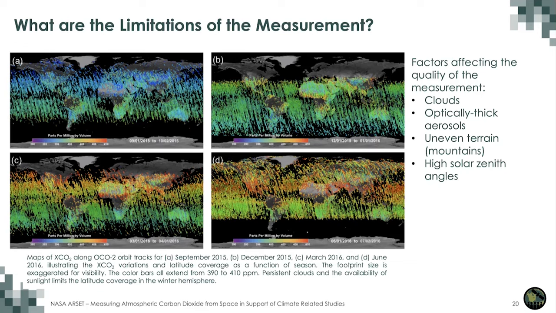And along those lines, the next question, what is the margin of error of the measurements? So the requirement going into the OCO2 mission, the requirement for accuracy and precision of column average CO2 to measure regional scale sources and sinks of CO2, was one part per million in XCO2. And we have shown that we've not only met, but we have exceeded that requirement.